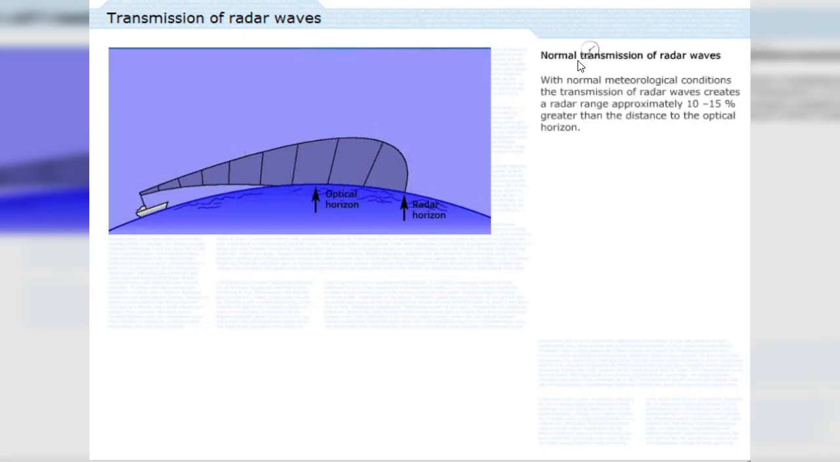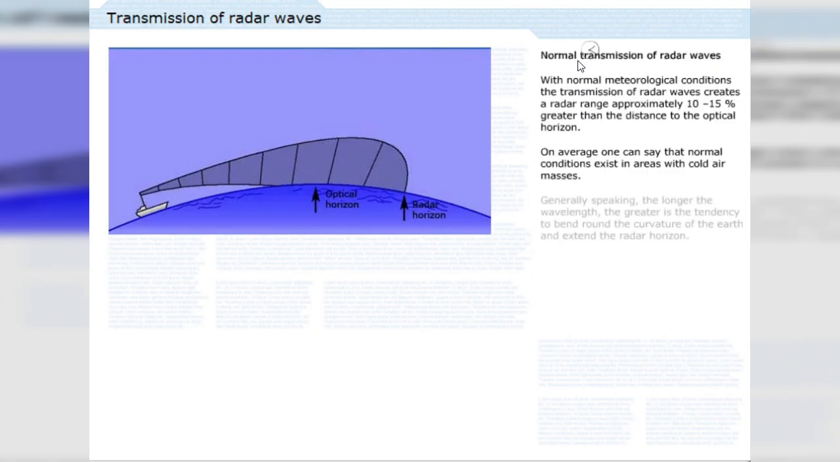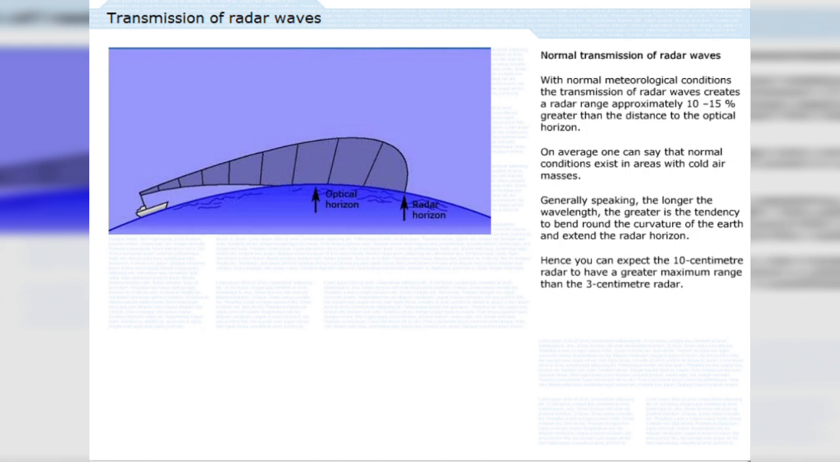With normal meteorological conditions, the transmission of radar waves creates a radar range approximately 10 to 15% greater than the distance to the optical horizon. On average, one can say that normal conditions exist in areas with cold air masses. Generally speaking, the longer the wavelength, the greater is the tendency to bend around the curvature of the Earth and extend the radar horizon. Hence, you can expect the 10 centimeter radar to have a greater maximum range than the 3 centimeter radar.